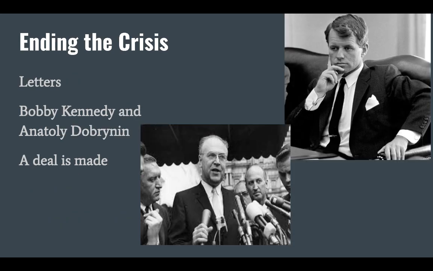The U.S. gets a series of letters from the Soviets. Some are dubious. Some are interesting. But what it results in is basically a secret meeting between Bobby Kennedy, the Attorney General and JFK's closest confidant as his brother, and the ambassador to the United States, Anatoly Dobrynin. And what they do is they come up with a deal.